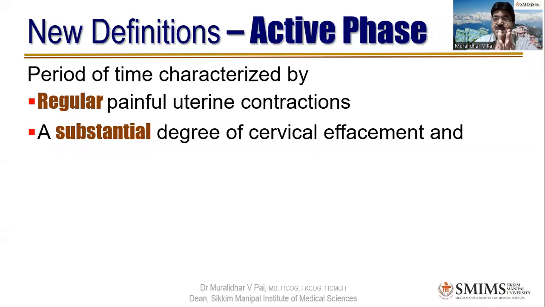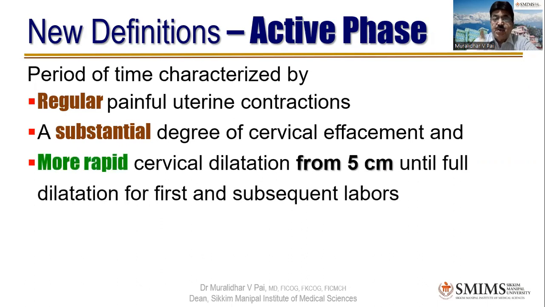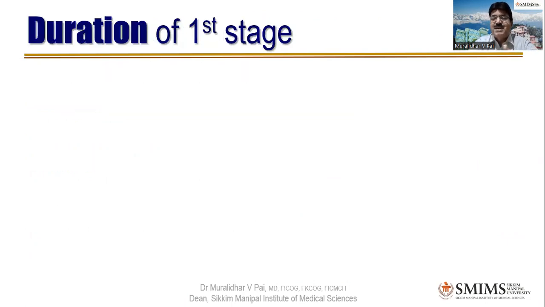All of you know what is effacement. It is just the taking up of the cervix. Dilatation is opening up of the cervix, like that. So if cervix is this long, effacement is this, and dilatation is this opening. And more rapid, there it was slower, cervical dilatation from 5 centimeters until full dilatation for first and subsequent labors. So I like their wordings, first and subsequent labors, which means primary and multi.